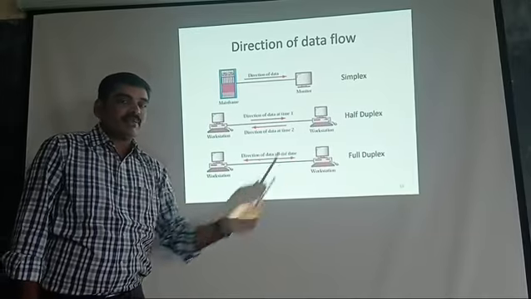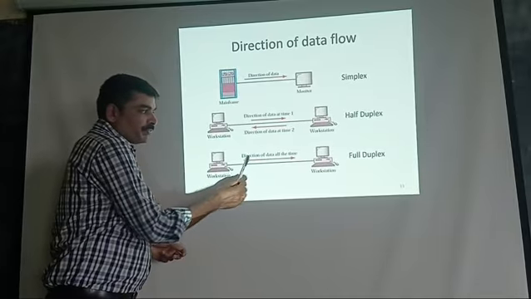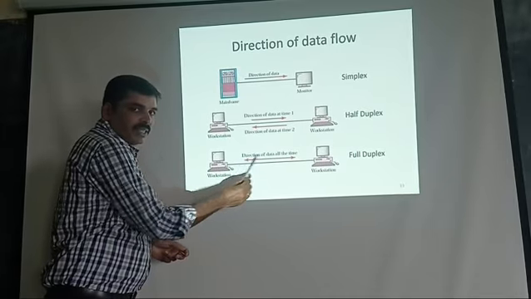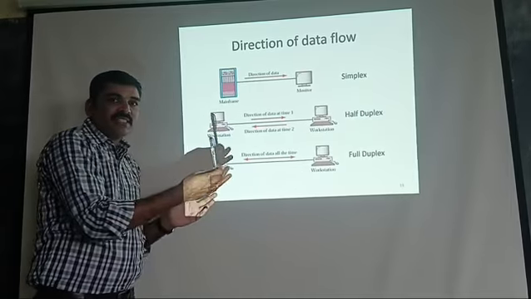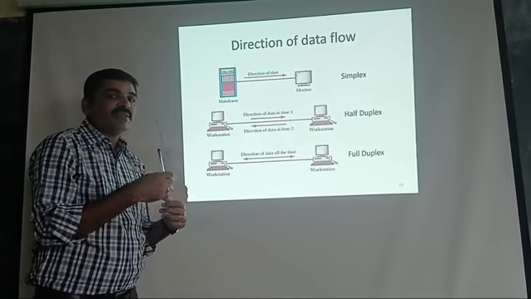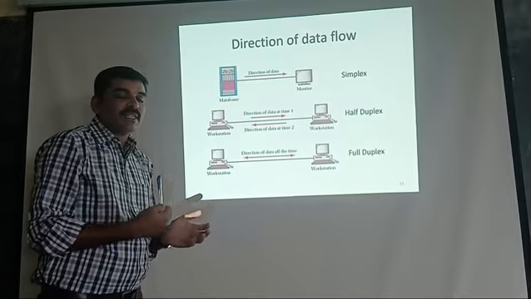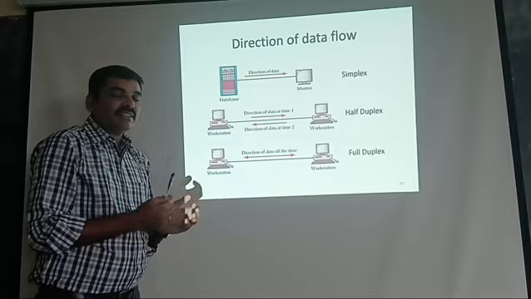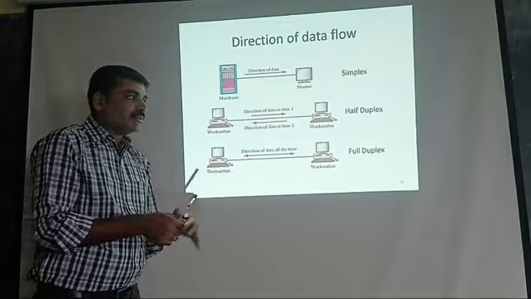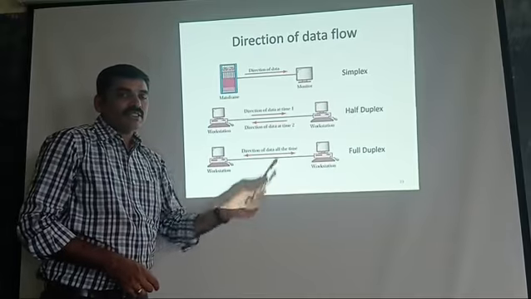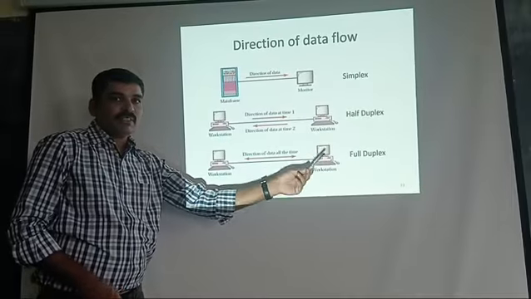Whereas the third communication, full-duplex communication, you can see this arrow mark is represented on both sides. Sender to receiver, so the data transmits in parallel. The sender transmits information to the receiver, and in the same manner the receiver sends data to the sender. In both directions the data will be transmitted. That is what is called full duplex. So these are the different ways of communication: simplex, half-duplex and full duplex.